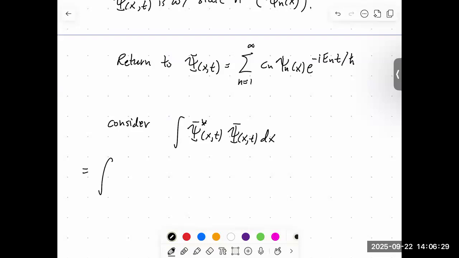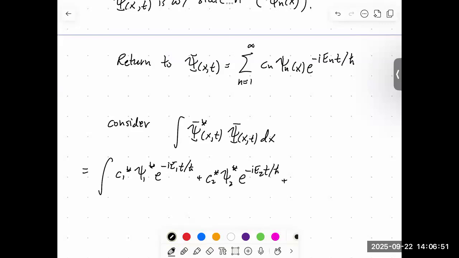We'll start with n equals 1, and we'll have C1 star, psi1 star, e to the minus i E1 t over h bar, and we just keep going. I'll write out a few of these terms, but these are infinite sums.